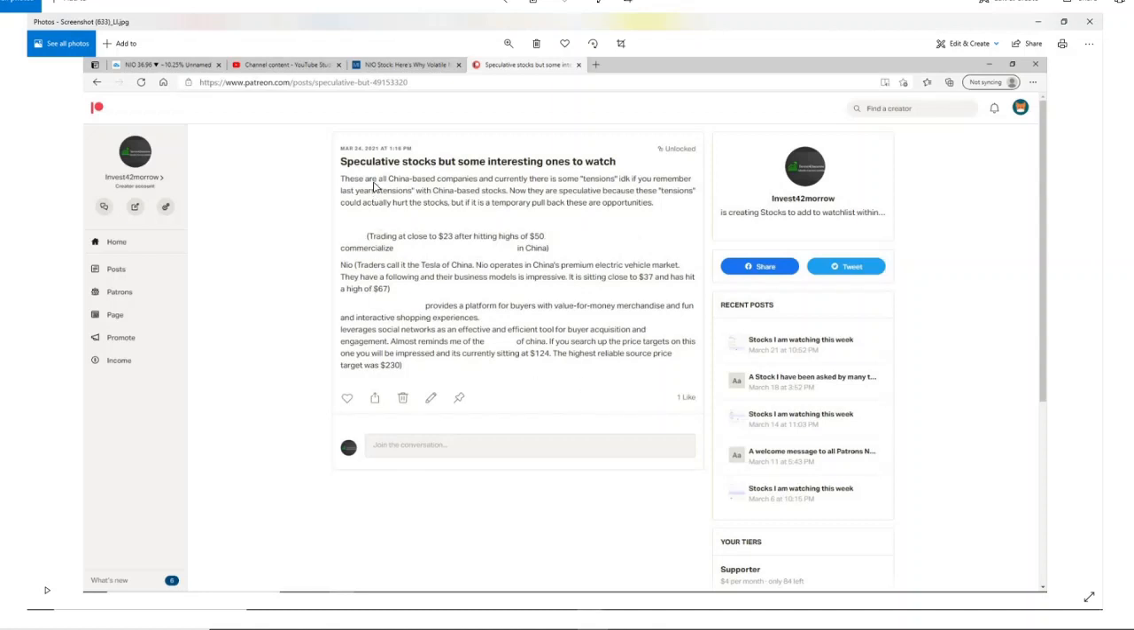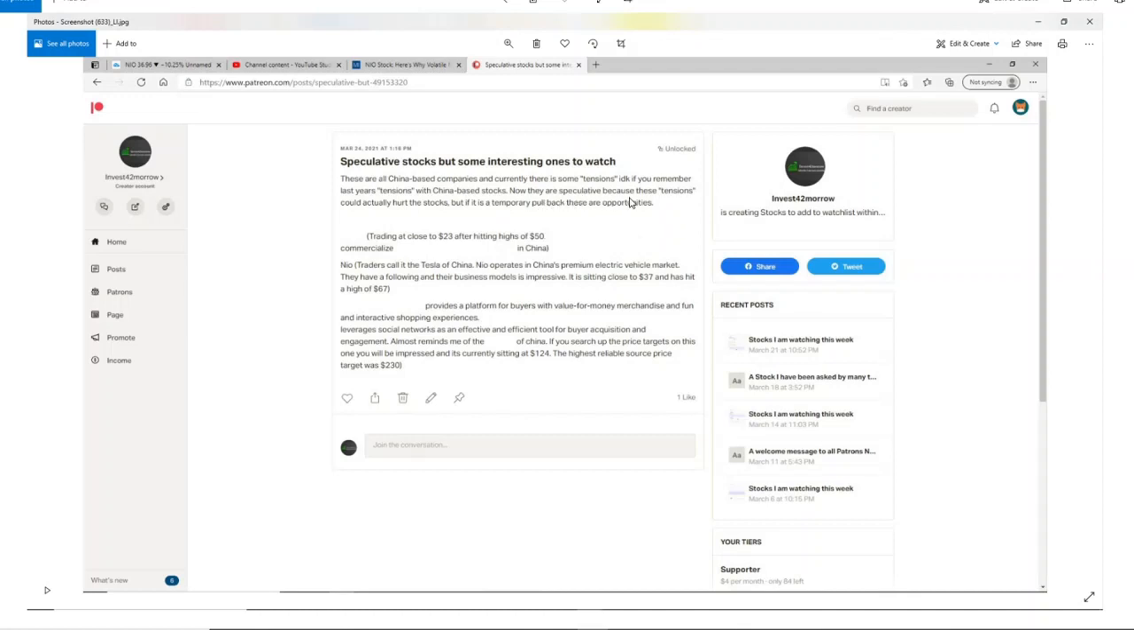But let's go ahead and read this. So speculative stocks, but some interesting ones to watch. The reason why I said speculative, because there's some tensions right now with Chinese and US relations, which we went through that last year. I went ahead and talked about, I don't know if you remember last year's tensions, quote unquote, but you know, the delisting and the auditing and the 3 years till they're going to get delisted or whatever it was the case be, you know, it was hitting these stocks.